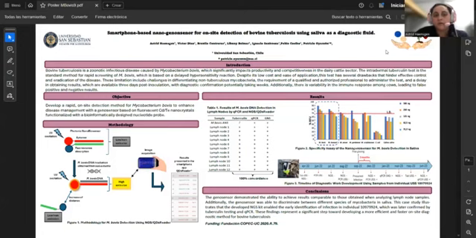Good morning, everyone. Today I will be presenting my research project titled Smartphone-based Nanogenosensor for on-site detection of bovine tuberculosis using saliva as a diagnostic fluid. This research was conducted at Universidad San Sebastián in Chile.